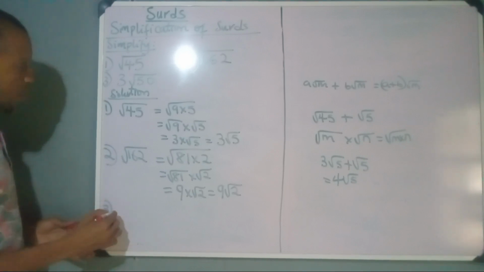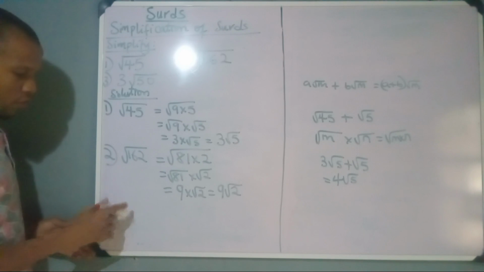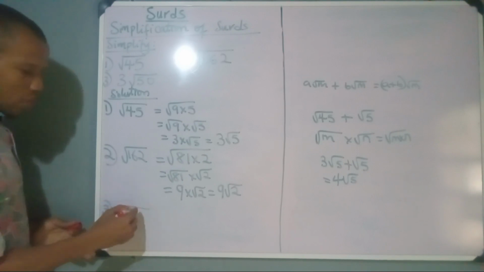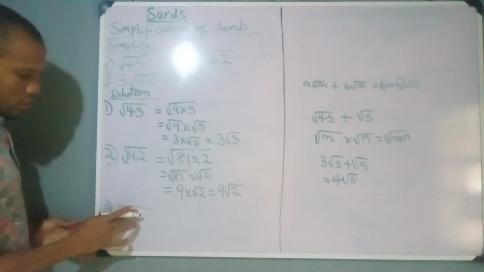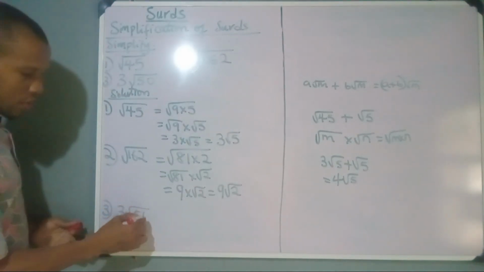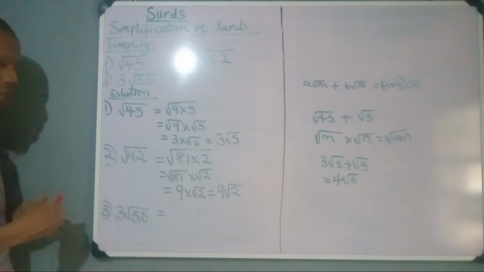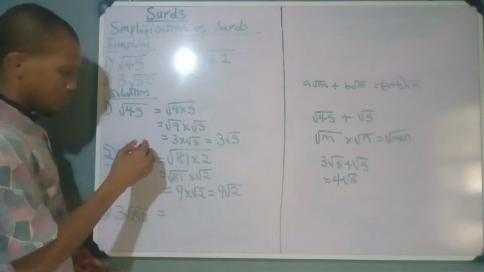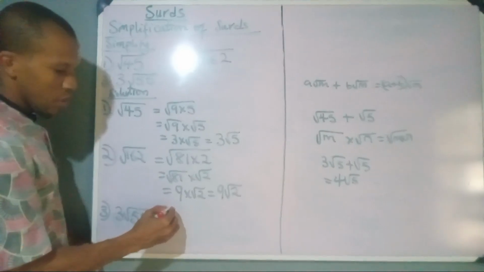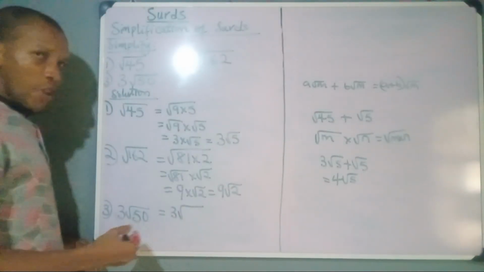Okay, what if we have something like this, like that of number 3? We have 3 root 50. Sorry, 3 root 50. So let's try to simplify the one we have in the root sign.